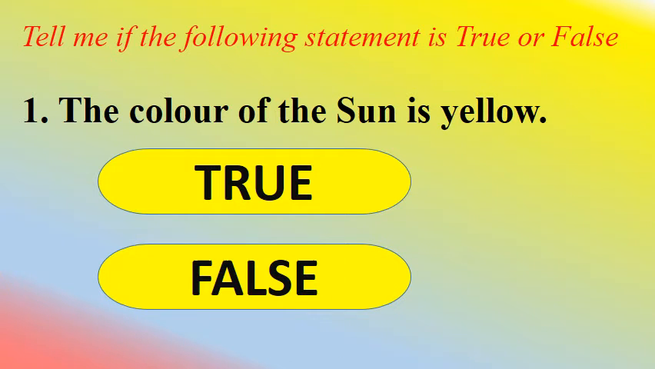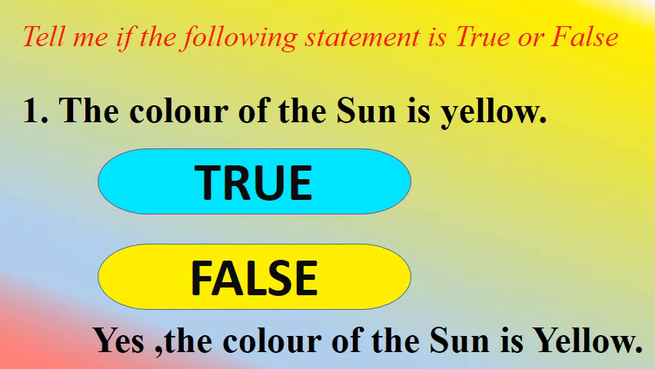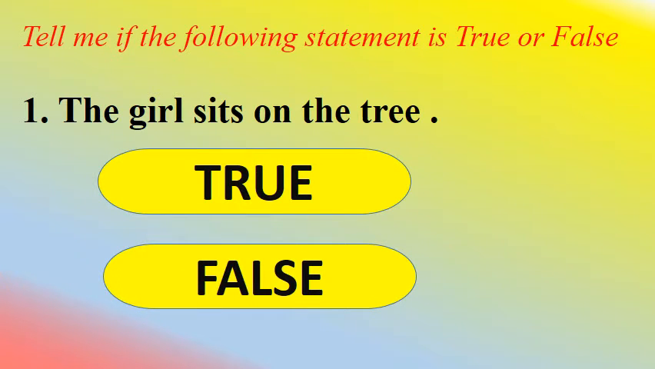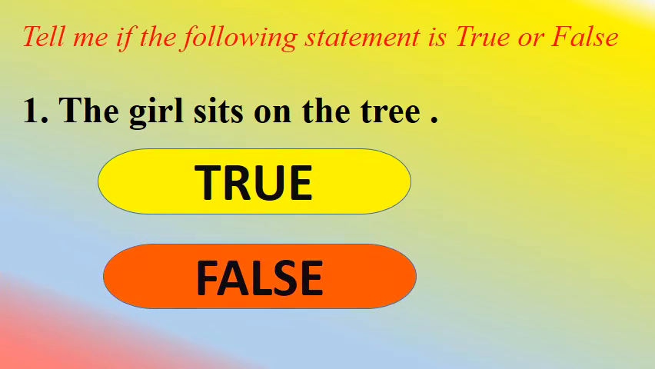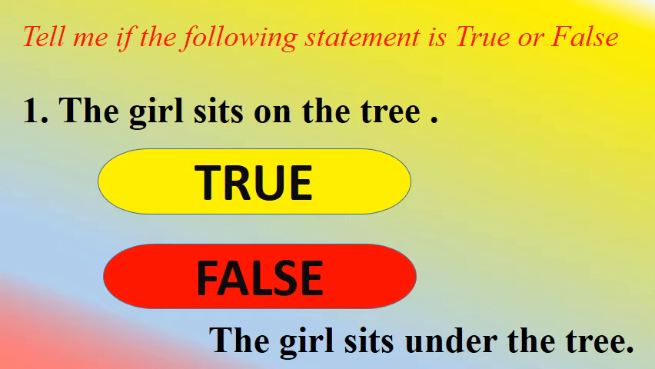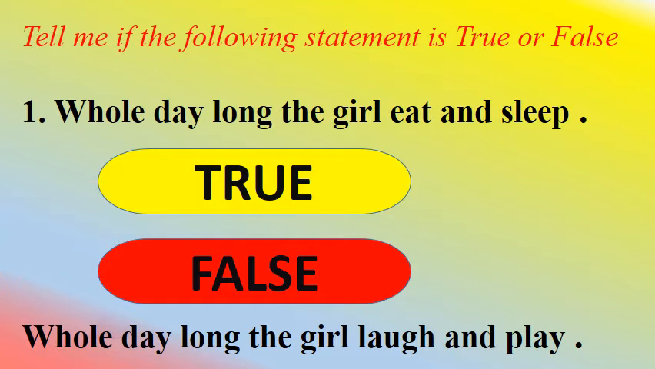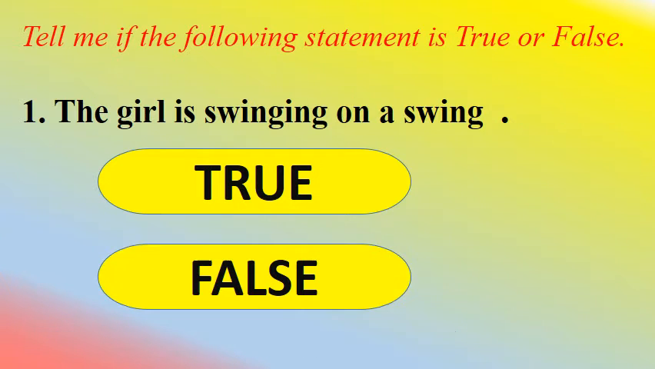The color of the sun is yellow. The girl laughs. The girl sits on the tree. Whole day long, the girl eat and sleep. The girl is swinging on a swing.